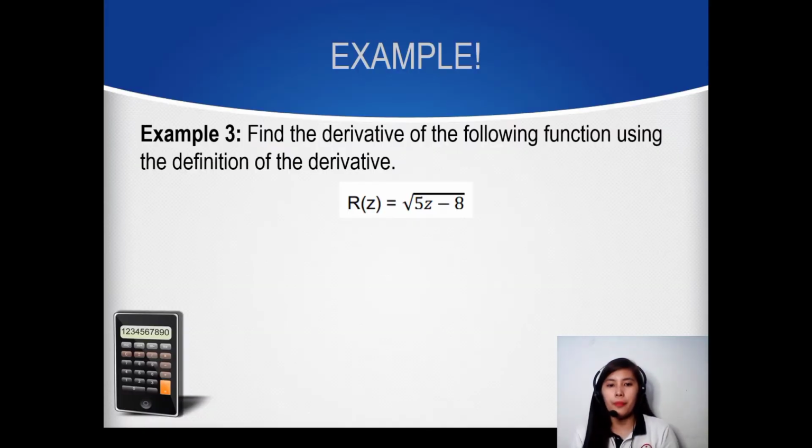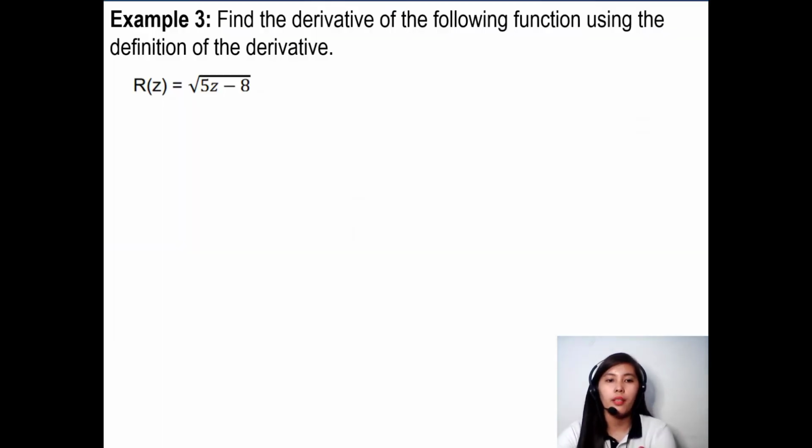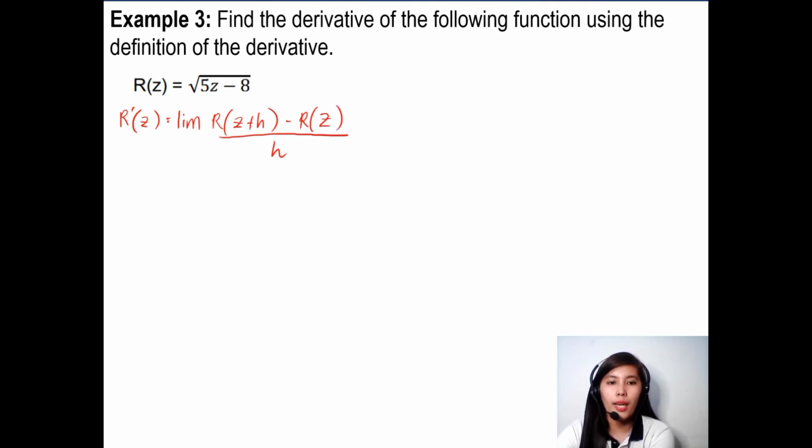So next example, find the derivative of the following function using the definition of the derivative. R of z is equal to the square root of 5z minus 8. Okay, so let's solve it here. Our formula will be r prime of z is equal to the limit of r of z plus h minus r of z, all over h, as h approaches 0.